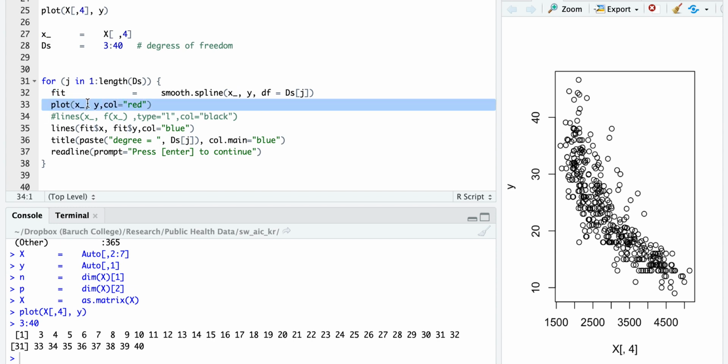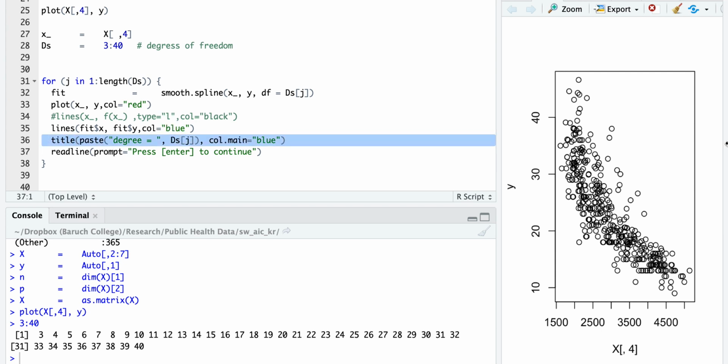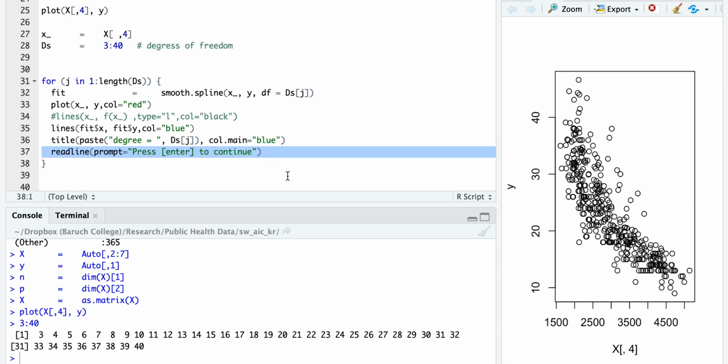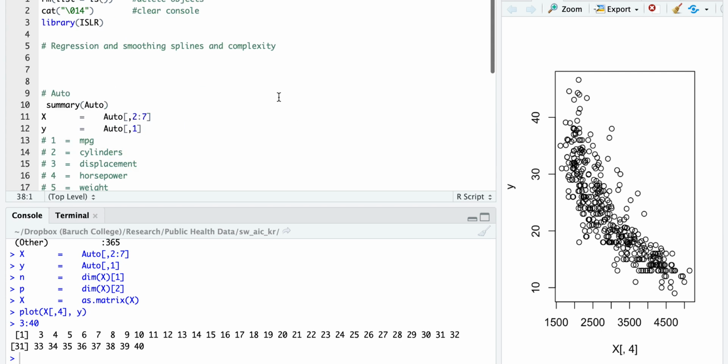Then we will just plot the raw data in red. Then we will draw a curve based on the smoothing spline. Right? We get the x values from the smoothing spline, we get the y values, and we draw the curve in blue. And then we will title this figure with the degrees of freedom, so whatever we're seeing, we know what the degrees of freedom is. And then here we have a line which waits for us to press enter to see the next degree of freedom, as opposed to just going through all of it in less than a second. Okay, that makes sense? Okay.